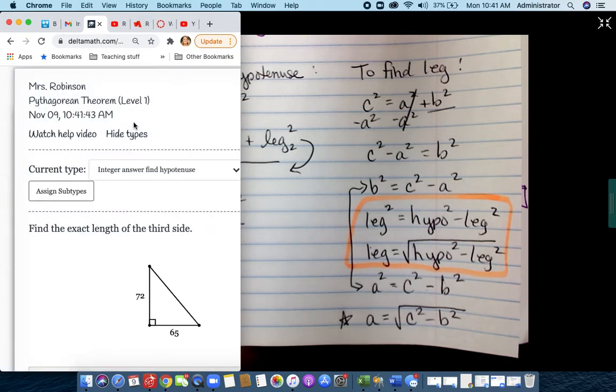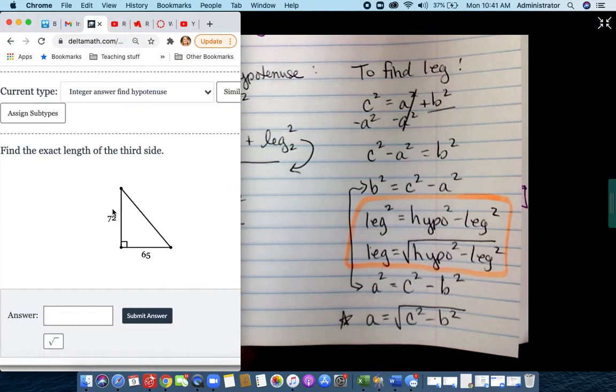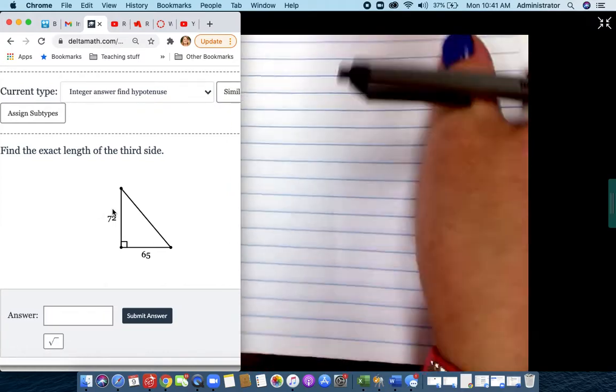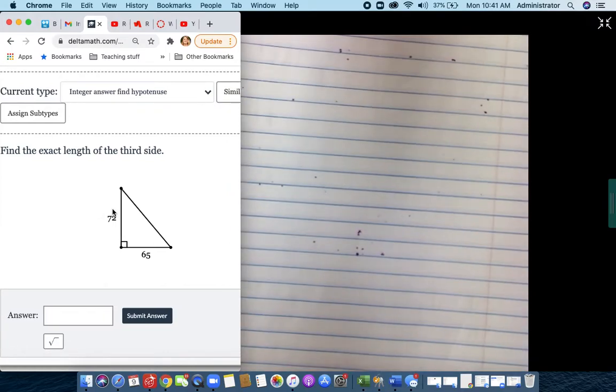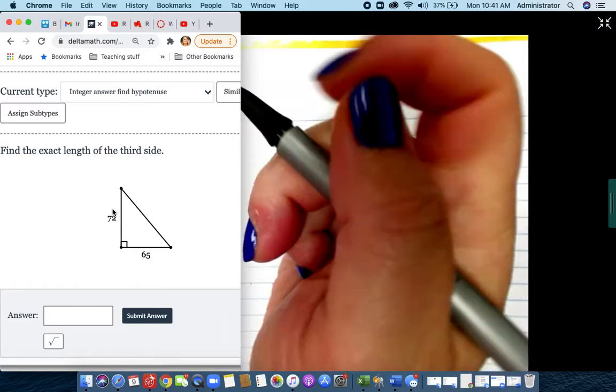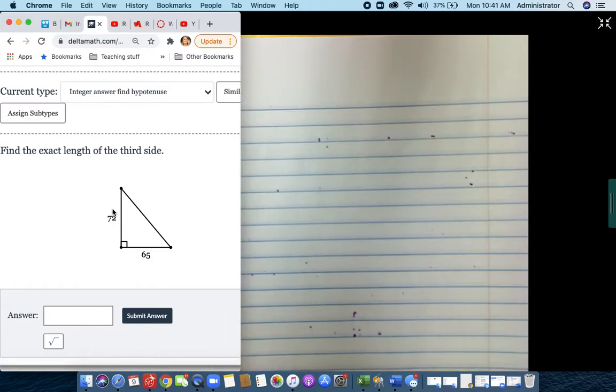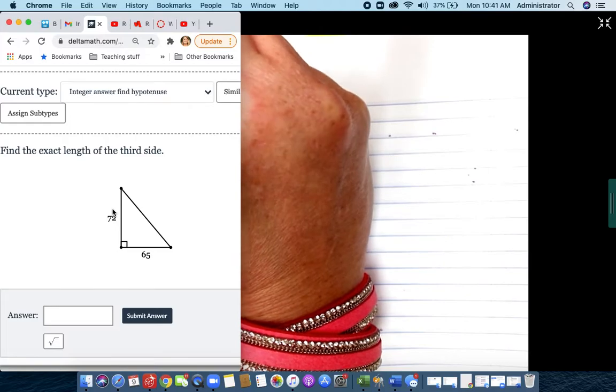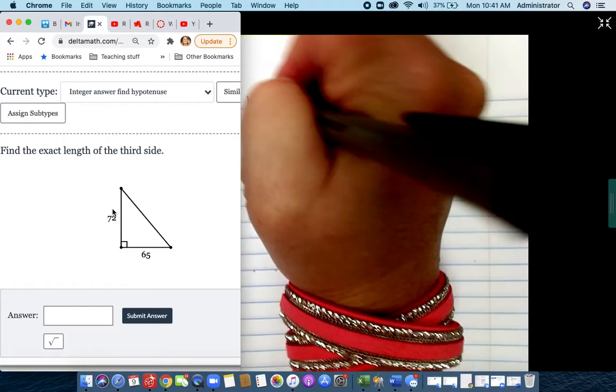Heading over to problem 1, our job is to find the exact length of the third side. Because you have to turn in a picture of all this, Delta Math, today's date is the 9th.